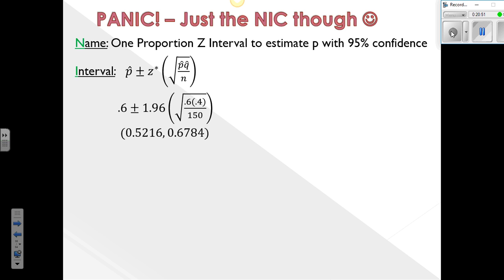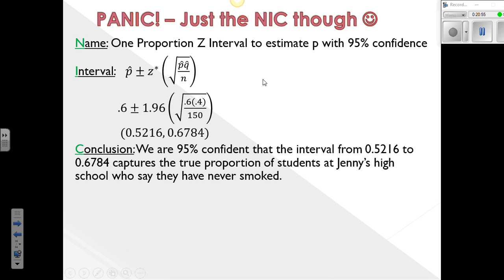So how should we conclude this? We're 95% confident that the interval from 0.5216 to 0.6784 captures the true proportion of students at Jenny's High School who say they have never smoked a cigarette.